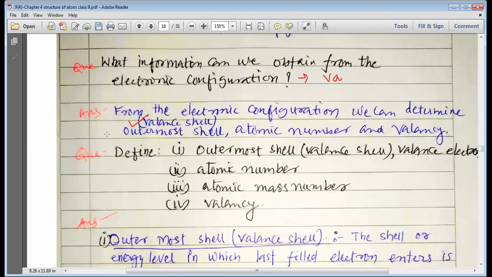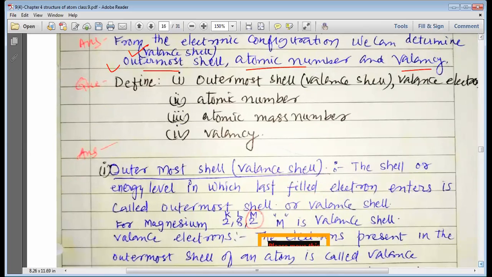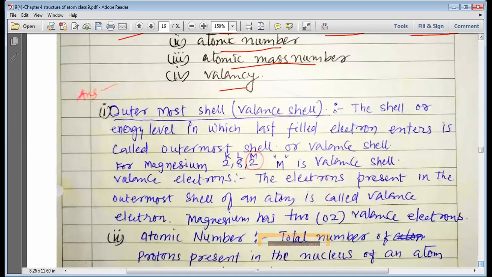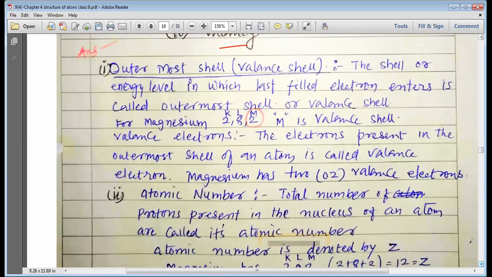So my dear students, from the electronic configuration, we can come to know about the valence shell. We can come to know about the outermost shell. Actually, the outermost shell is called the valence shell. We can come to know about the atomic number, and we can come to know about the valency. Now, next question. Define outermost shell or valence electron. Then the next definition we will study is the atomic number. Then we'll study the atomic mass number, and then we'll study the valency. So let's look into them one by one.